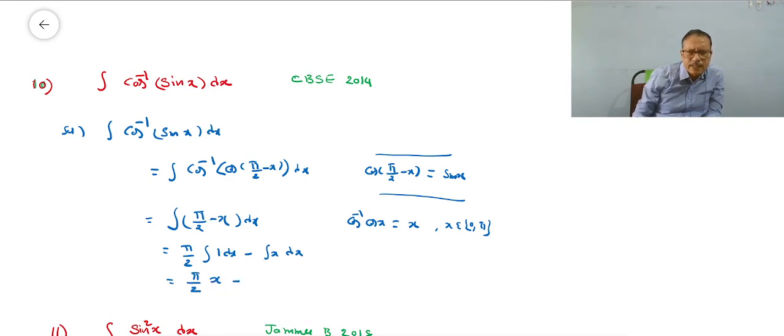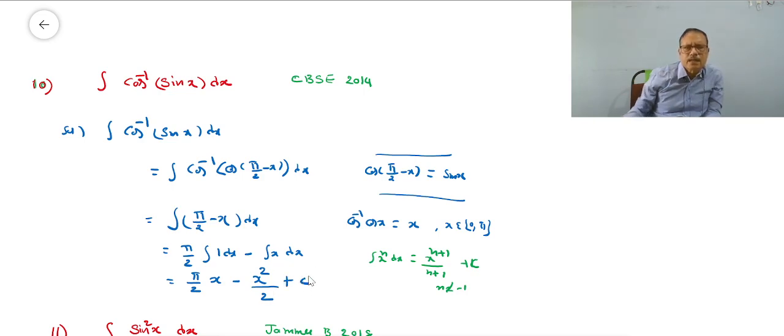That is pi by 2 into integral of 1 dx is x minus, so we know the formula of integral of x to the power of n dx. What is integral of x to the power of n dx? That is x to the power of n plus 1 by n plus 1 plus constant, here n is not equal to minus 1. So applying this formula, here n is 1. That means x to the power of 1 plus 1, that is x square by 2. So pi by 2 into integral of 1 dx is x minus integral of x dx is x square by 2 plus constant.